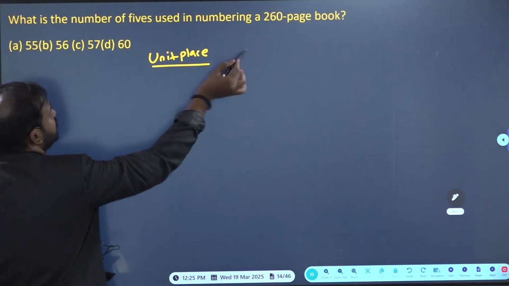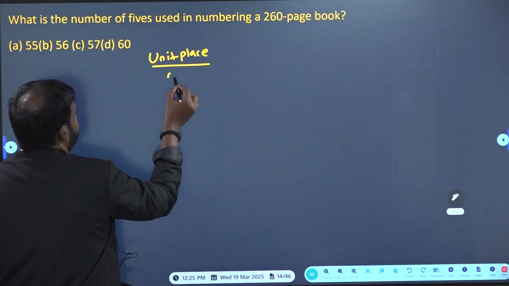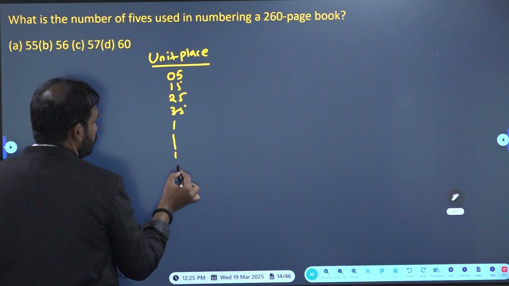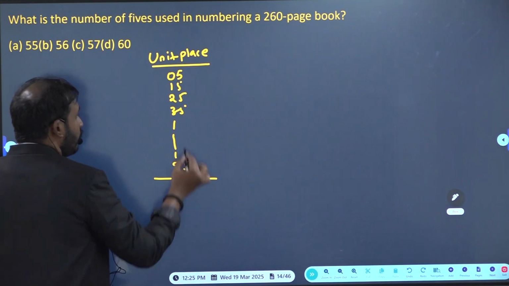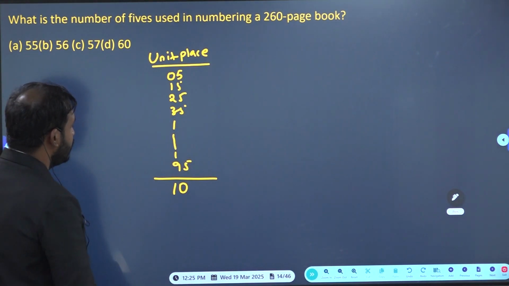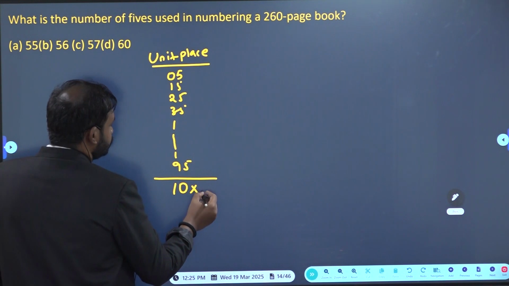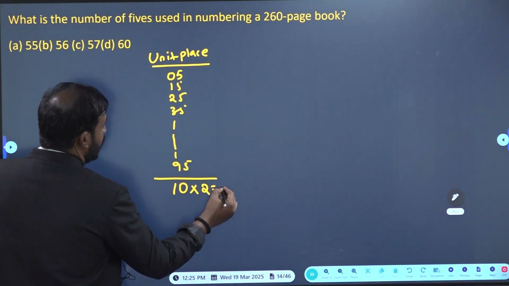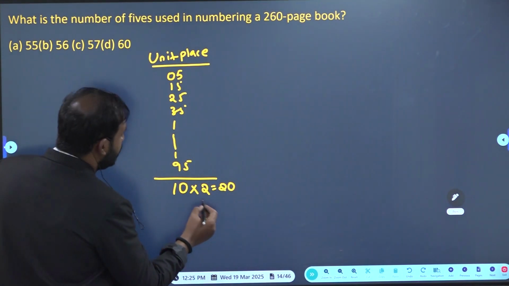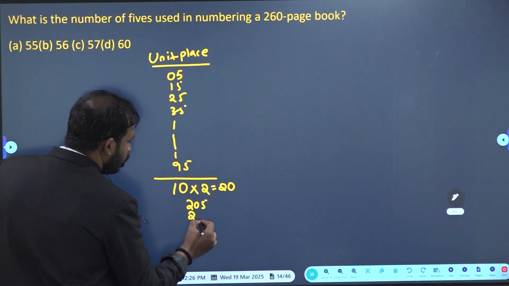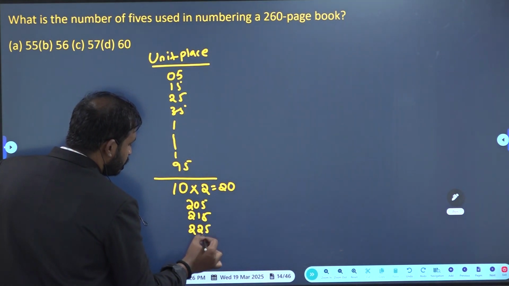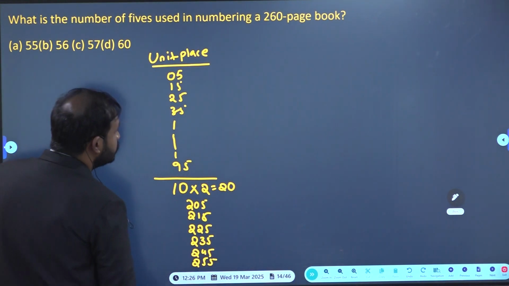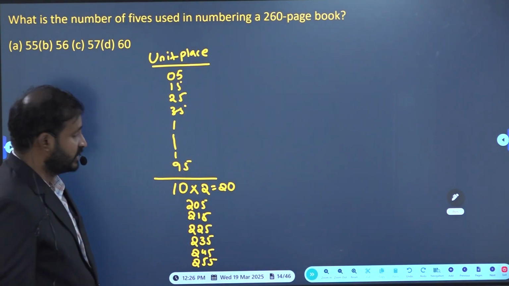Anyway, we will discuss. In the units place, what will I have? 5, 15, 25, 35, and so on up to 95. I will have 10. And how many like this will I have? I will have 10 into 2, 200 pairs up to 200. After 200, I will have 205, 215, 225, 235, 245 and 255. I will not have 265. Why? Because I am writing only up to 260 page numbers.